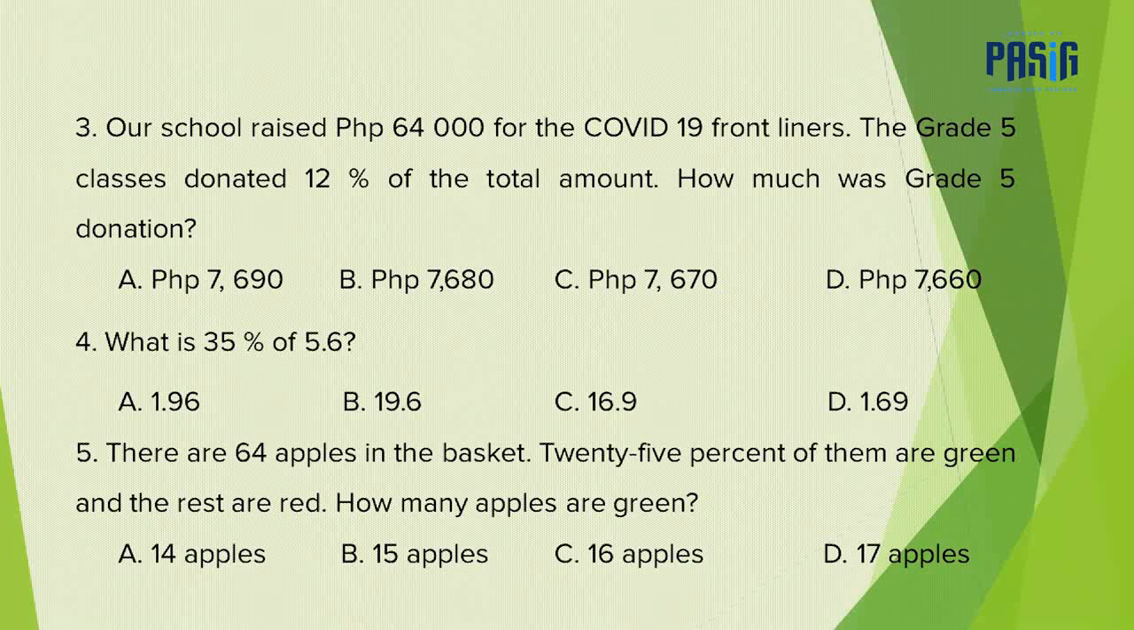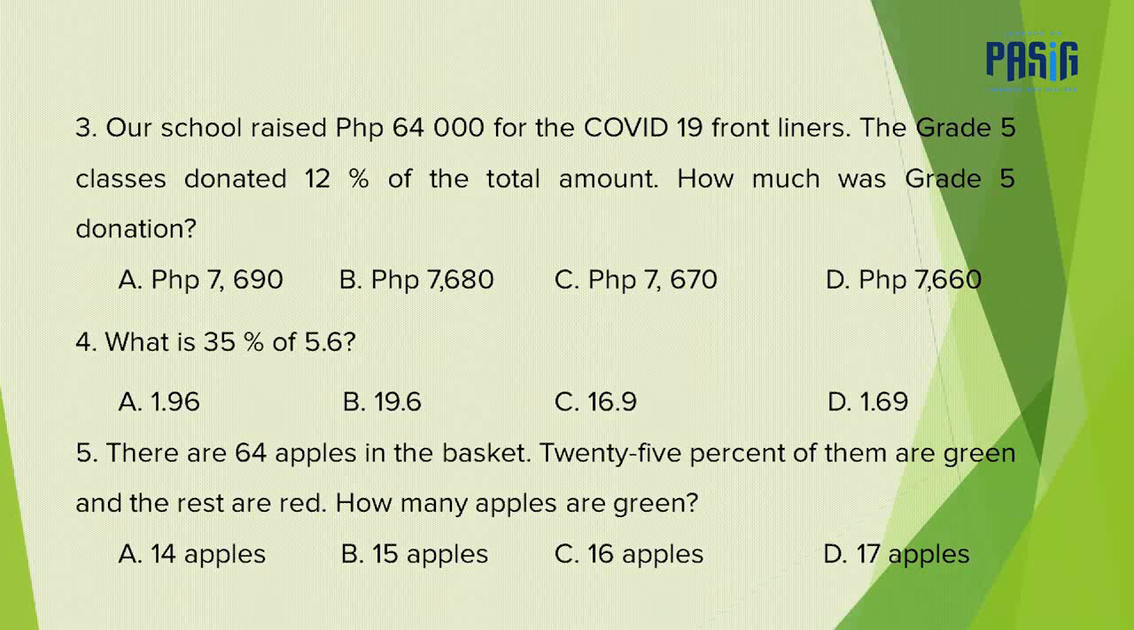For question number 3, our school raised 64,000 pesos for the COVID-19 frontliners. The grade 5 classes donated 12% of the total amount. How much was grade 5 donation? A. 7,690 pesos, B. 7,680 pesos, C. 7,670 pesos, or D. 7,660 pesos.